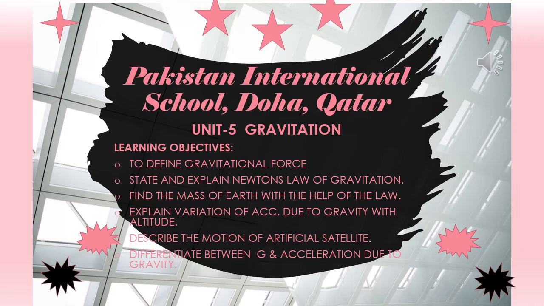Today we will do revision of Unit 5 Gravitation. First of all, learning objectives of this lesson. At the end of the lesson, students should be able to define gravitational force, state and explain Newton's law of gravitation, find the mass of Earth with the help of the law, explain variation of g with altitude, describe the motion of artificial satellite, differentiate between capital G and small g, and many more small topics, questions, with answers.